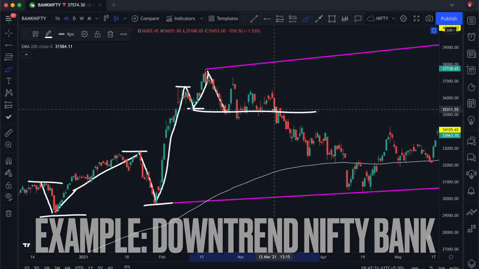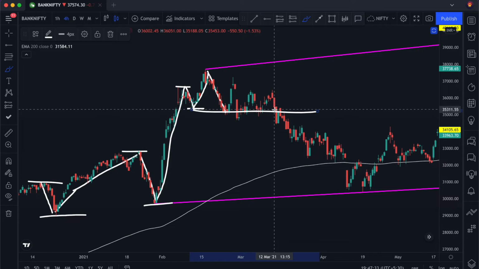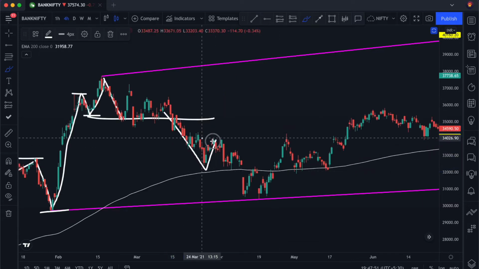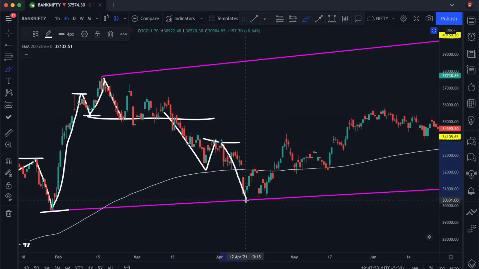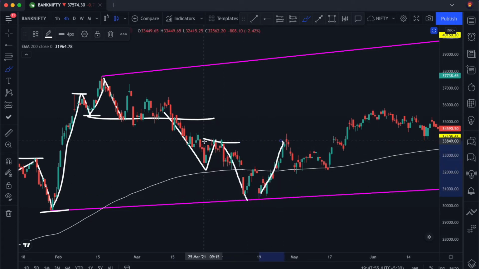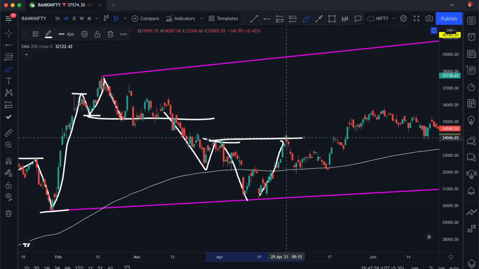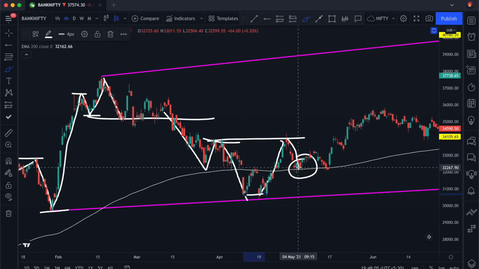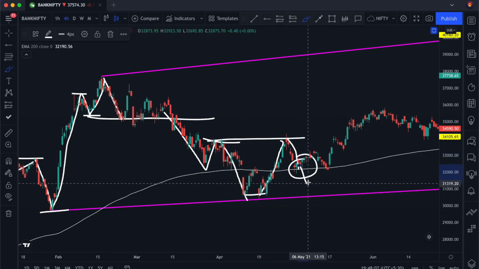So let's try to identify all the lower highs and the lower lows. So wave 1 over here, lower low, this lower high, again lower low, we took resistance back, so the downtrend is continuing. But notice here, in this case we did not form a lower low, which should have happened if the downtrend was to continue.